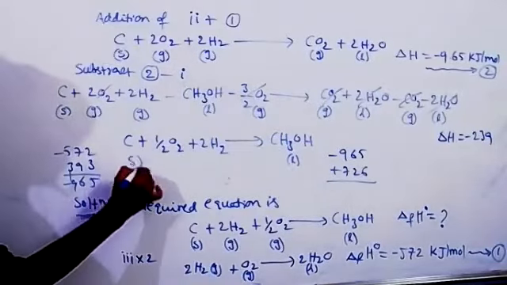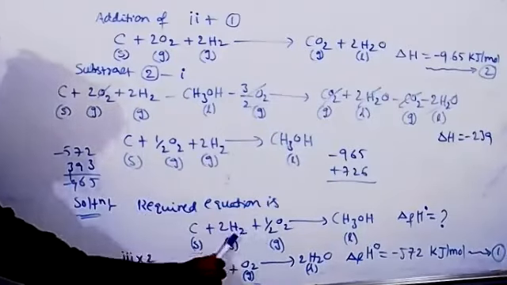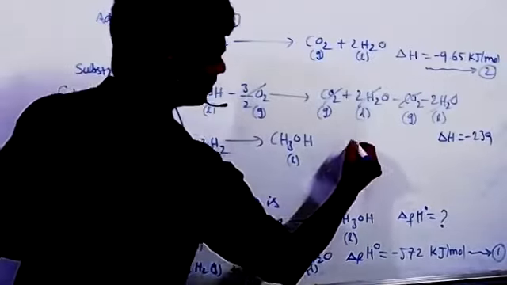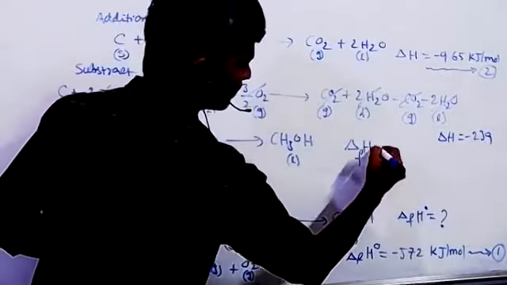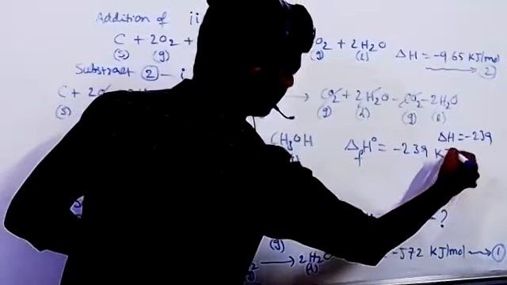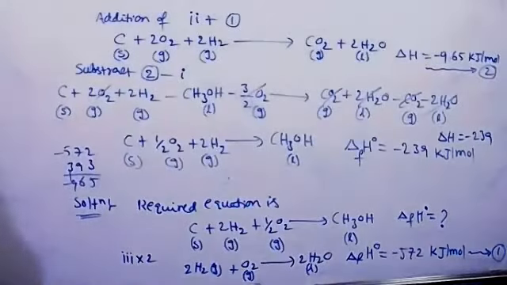C solid, half O2 gas, H2 also gas, gives CH3OH. So the enthalpy of reaction, or sorry, the enthalpy of formation, is minus 239 kilojoule per mole. That's all. Mostly this kind of question we may expect at JEE level.